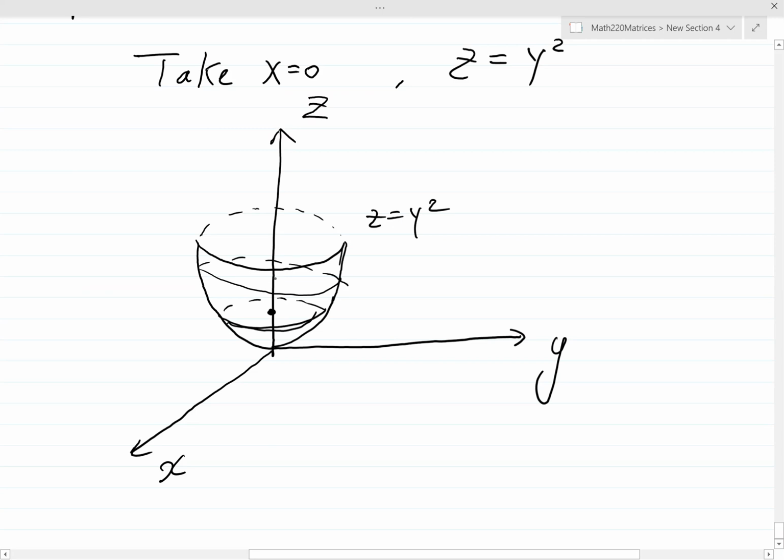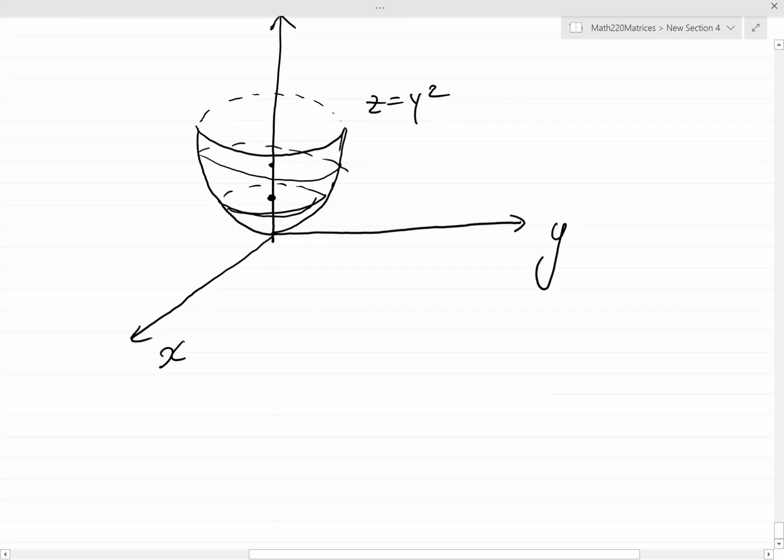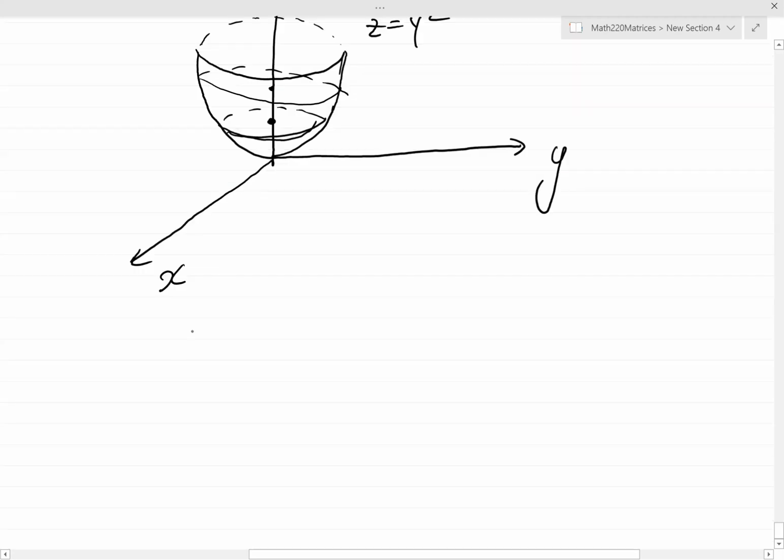Okay, the surface. This is called an elliptic paraboloid. In general form, the cross section, if you cut at a certain height z, is a circle, or a circle is a special case of an ellipse. So we actually have an elliptic paraboloid.